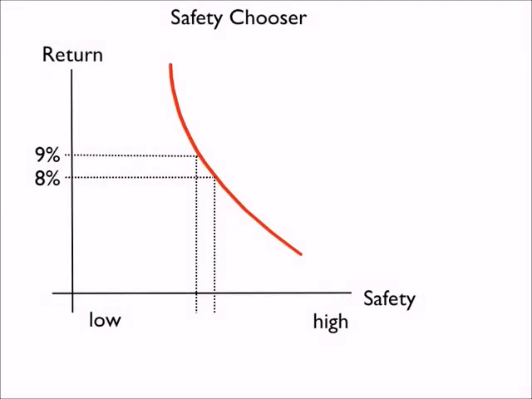Now in this case, this represents a safety chooser. They're not willing to give up much safety for the same 1% return. So in this case, an indifference curve that's more up and down represents a safety chooser.